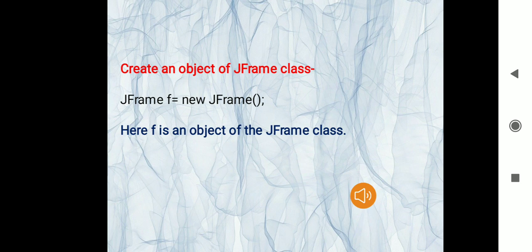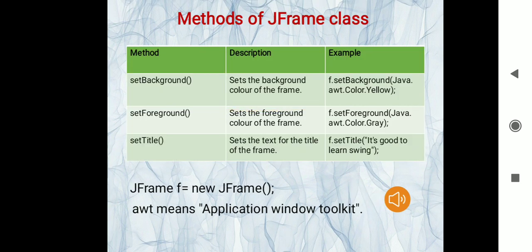Or if you wish to create an object with a different name, say w, then simply type the Java statement as JFrame w = new JFrame(); Then the object w will replace f. Once you have created the object of the JFrame class, you can use its methods.